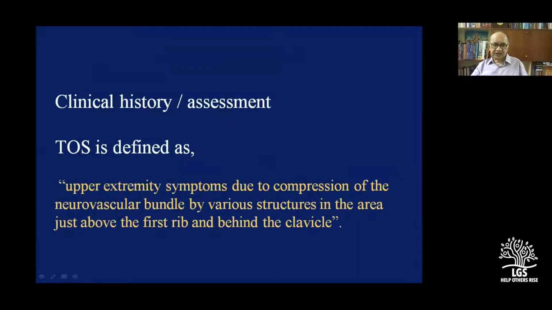Now, clinical history and assessment. Thoracic outlet syndrome is defined as upper extremity symptoms due to compression of the neurovascular bundle by various structures in the area just before the first rib and behind the clavicle. So it is called thoracic outlet syndrome, as any structure can produce outlet obstruction, and they have found out the poor first rib, which is not related to it, is being blamed because it is claimed to be the denominator of the cervical space.